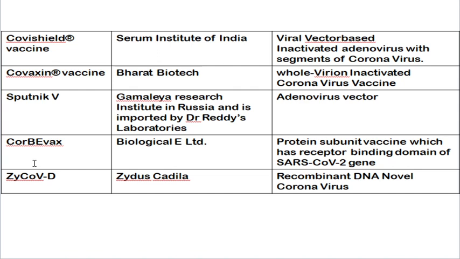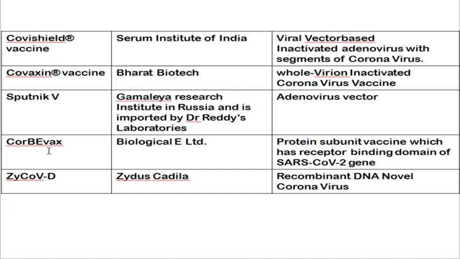Regarding COVID, these are the vaccines employed for corona. Covishield is manufactured by Serum Institute of India, and it is a viral vector based vaccine. The viral vector employed is adenovirus, an inactivated adenovirus holding a segment of coronavirus. Covaxin is produced by Bharat Biotech, and it is a whole virion inactivated vaccine. Sputnik is produced in Russia, and in India Dr. Reddy's Laboratories is licensed to manufacture Sputnik, which is an adenovirus vector vaccine.